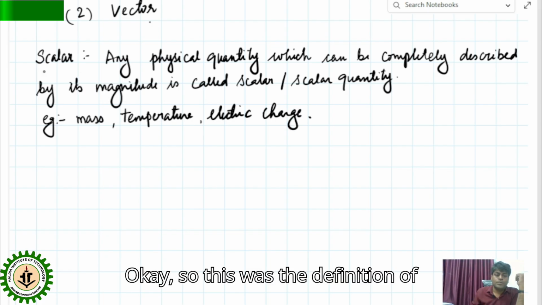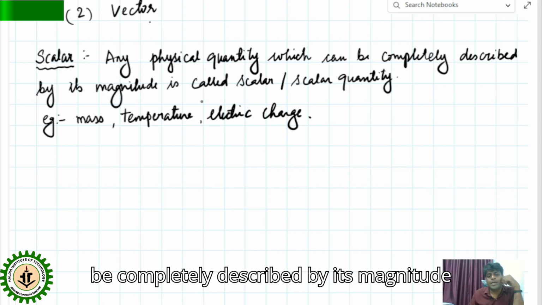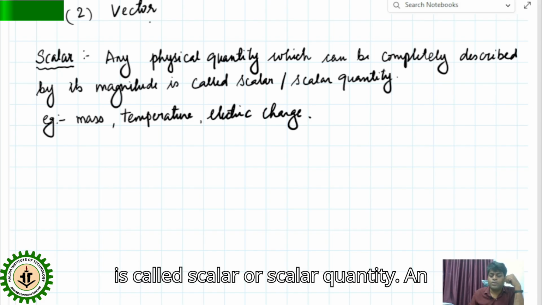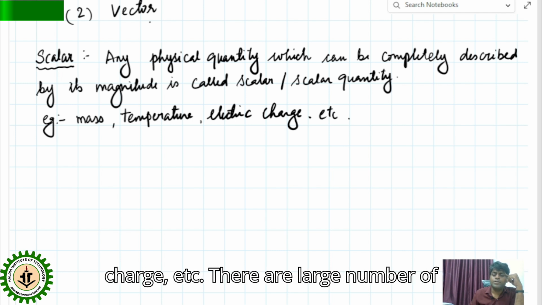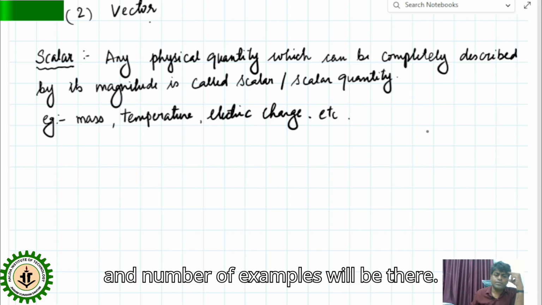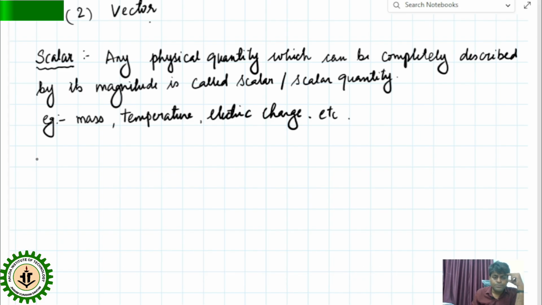Okay, so this was the definition of scalar. Any physical quantity which can be completely described by its magnitude is called scalar or scalar quantity. And examples are mass, temperature, electric charge, etc. There are a large number of examples. We are citing only three examples. Now, what is vector?